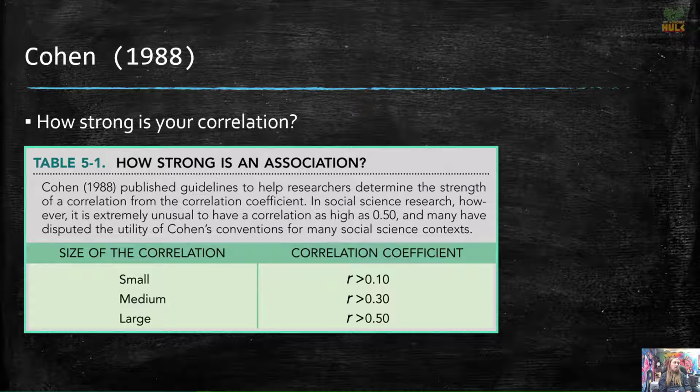So if you calculate a correlation and it's above 0.1 but below 0.3, we'd call it a small correlation. But if it's above 0.3 and still below 0.5, we call it a medium correlation. And then lastly, if it's above 0.5, we call it a large correlation. So anywhere from 0.5 all the way to 1 would be a large effect, right? A strong correlation. So let's watch a quick video on this.